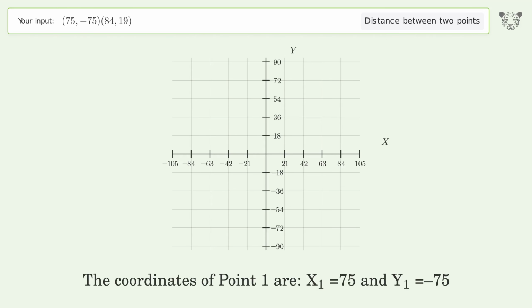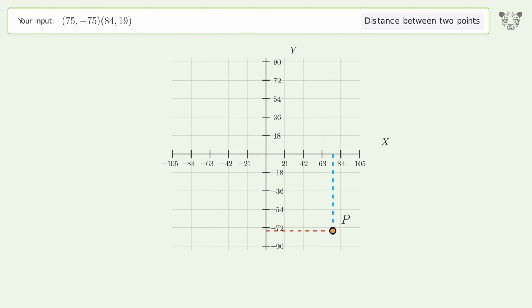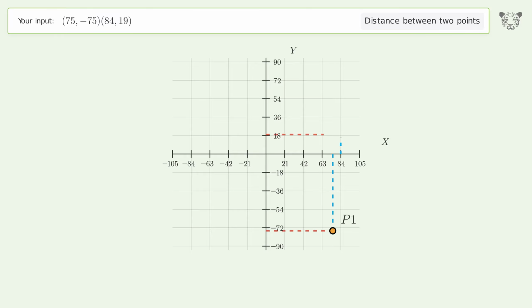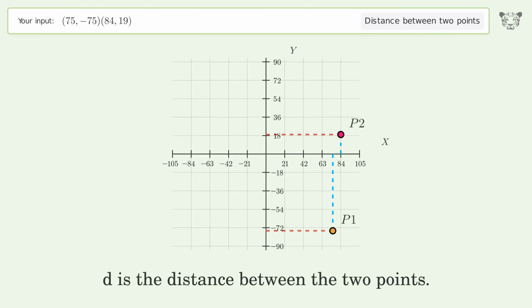The coordinates of point 1 are x1 equals 75 and y1 equals negative 75. The coordinates of point 2 are x2 equals 84 and y2 equals 19. D is the distance between the 2 points.